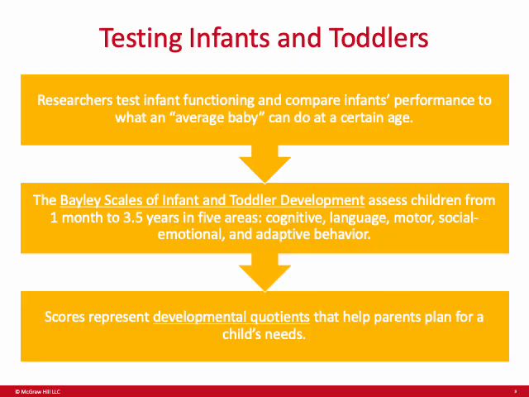Testing infants and toddlers. Researchers test infant functioning and compare infants' performance to what an average baby can do at a certain age. The Bayley Scales of Infant and Toddler Development assess children from 1 month to 3.5 years in 5 areas: cognitive, language, motor, social-emotional, and adaptive. Scores represent developmental quotients that help parents plan for a child's needs.